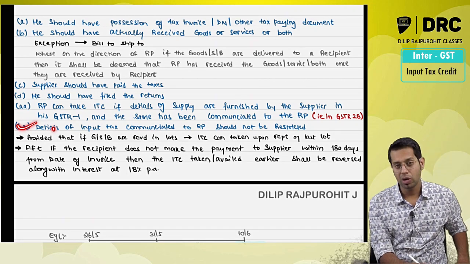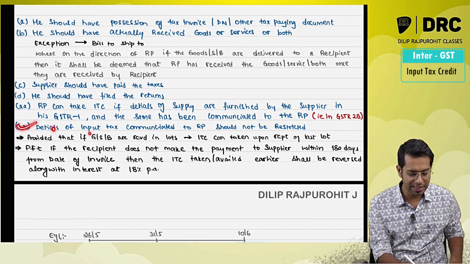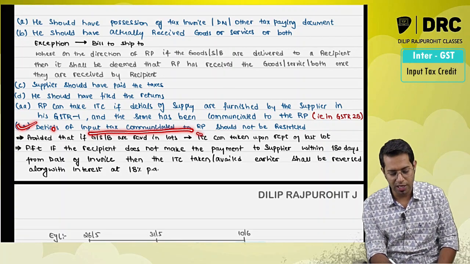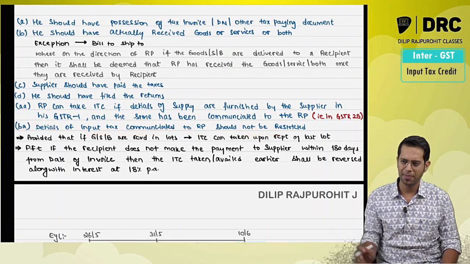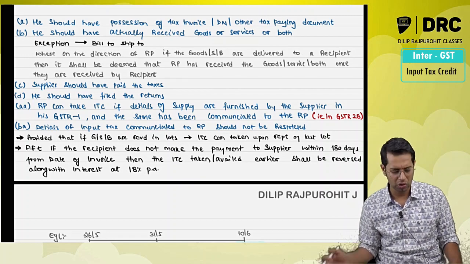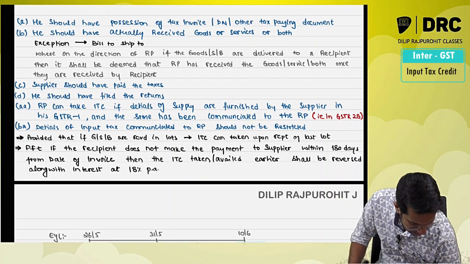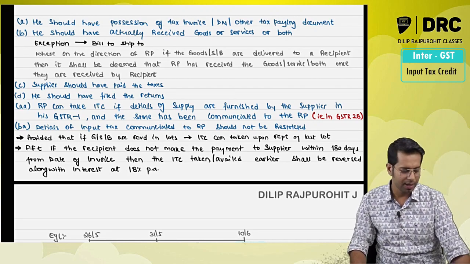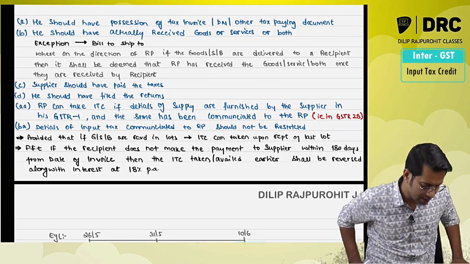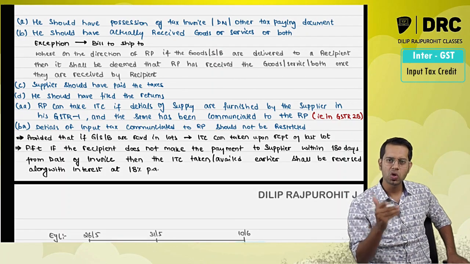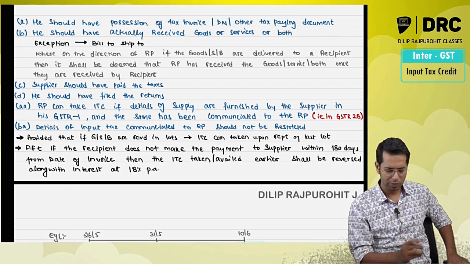Then one more condition is added now, which says the details of input tax communicated to the registered person should not be restricted, meaning it should not be blocked, or there should not be any restriction on these details which are communicated to the registered person. Then there are 3 provisos over here. Proviso number 1, if the goods are received in lots or installments, ITC can be taken upon receipt of the last lot.